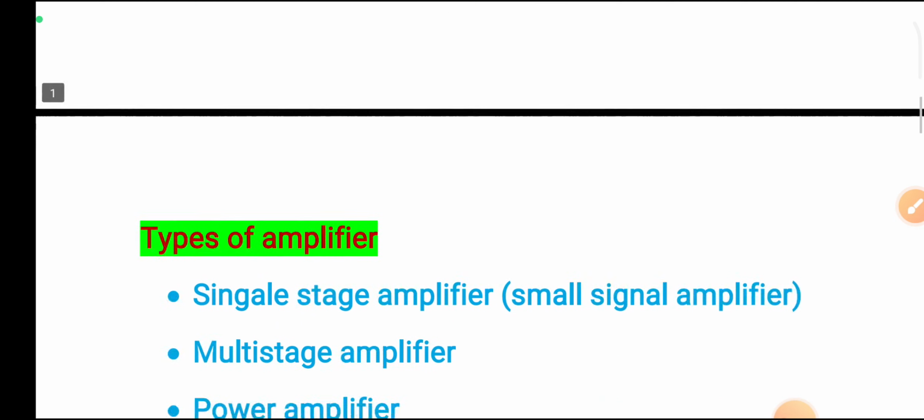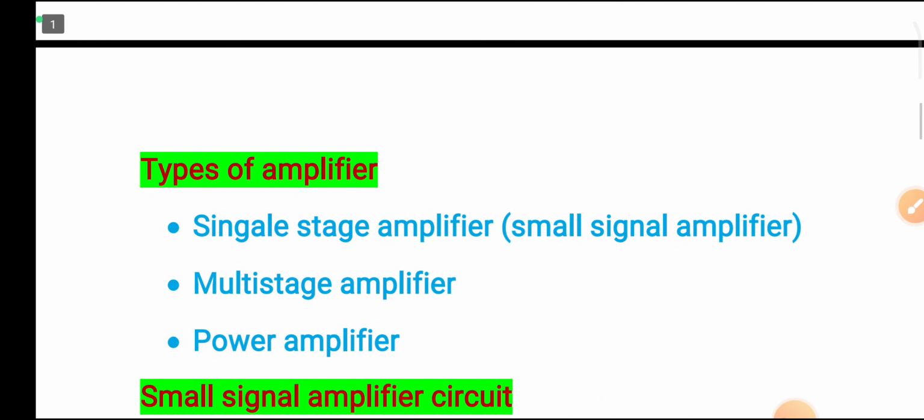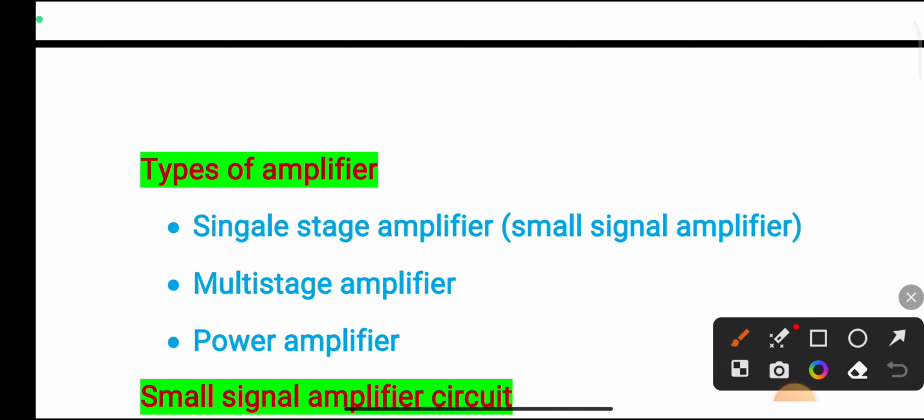Next, types of amplifiers. There are three types of amplifiers. The first one is the single stage amplifier. This amplifier contains only one transistor in the circuit, and the voltage gain of this small signal amplifier is very low.